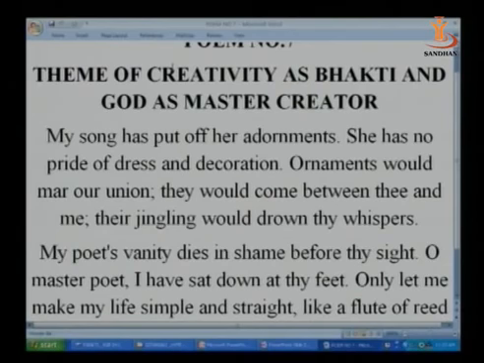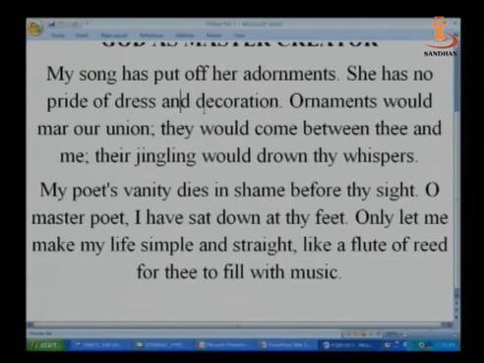My song has put off her adornments. She has no pride of dress and decoration. Ornaments would mar our union. They would come between thee and me. Their jingling would drown thy whispers. My poet's vanity dies in shame before thy sight.